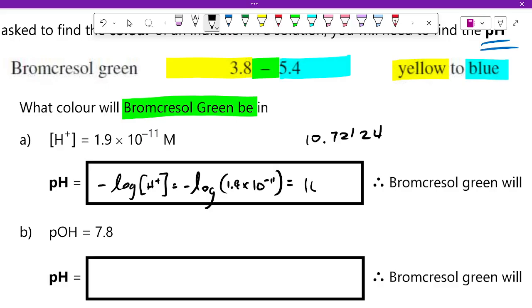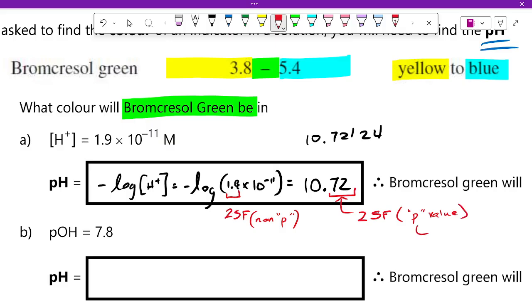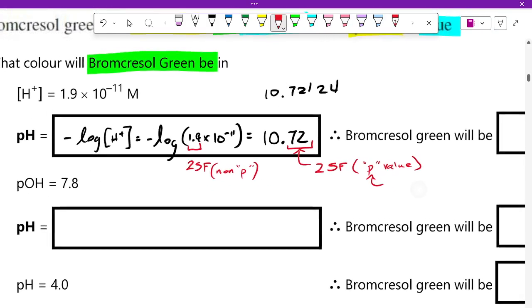10 point what? 10.72, yes. Because we have two sig figs in our non-p value, and then after the decimal is where we find our sig figs in a p value. And remember, in a p value, only digits after the decimal are significant.